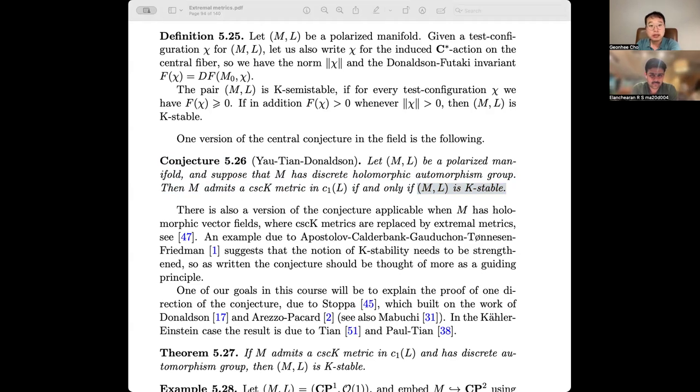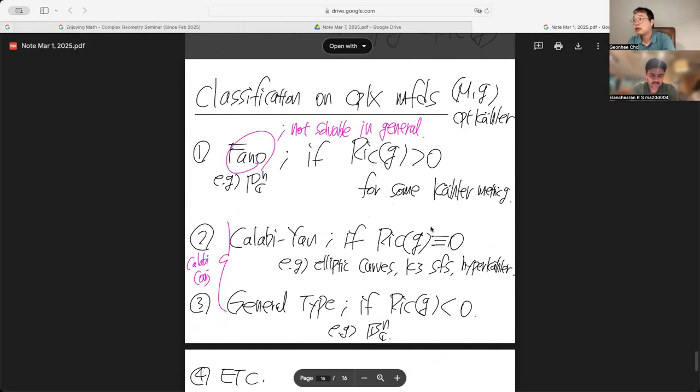Number one, the classes are classified in terms of the Ricci curvature. The reason is that the canonical line bundle is handy to handle, but it's not necessary. We can still look at a general holomorphic line bundle and a general Hermitian metric, but in that case it's just harder.